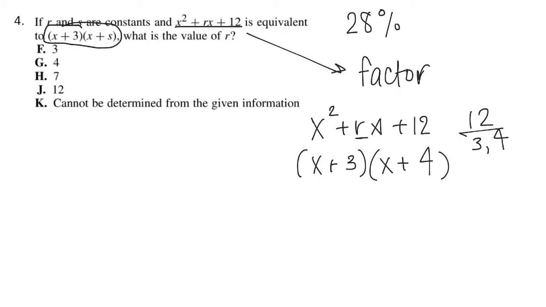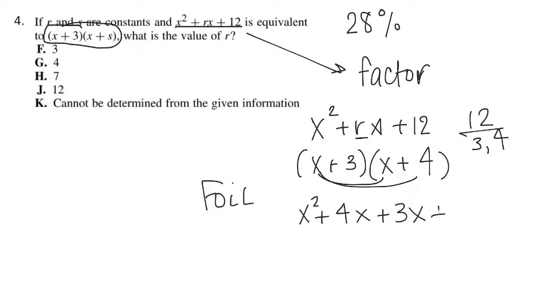To find what R has to be, you have to pull this back out. So again, you get x squared, and then you get 4x, and then on the inside you get 3x, and then for your last term you get 12. And so when you combine these middle terms, you get 7x. So that tells me that r has to be 7. And that's going to be answer choice H.